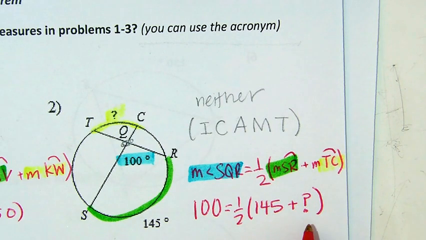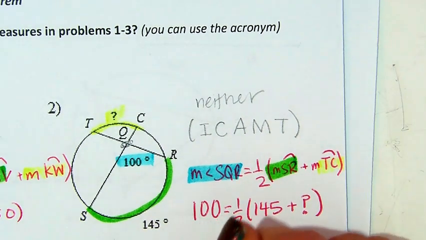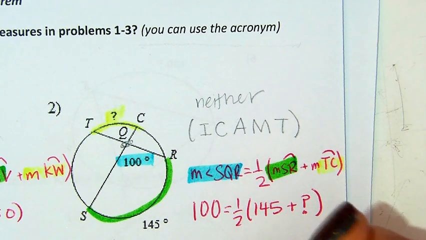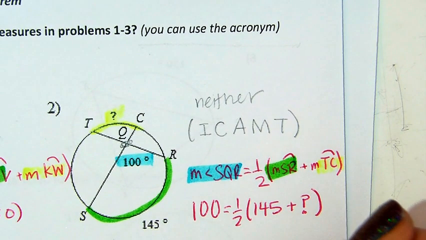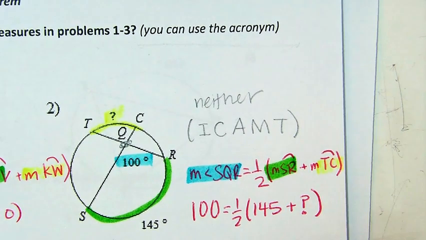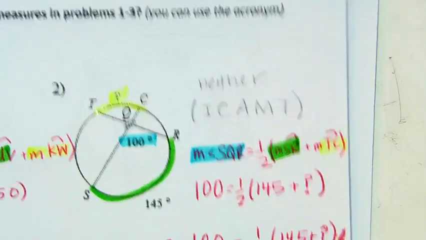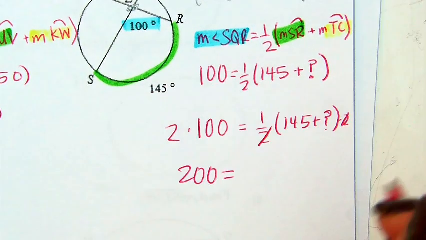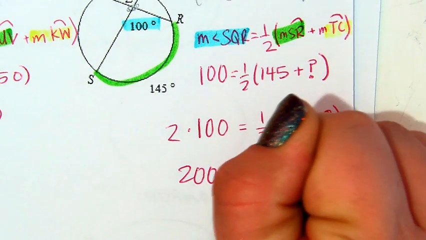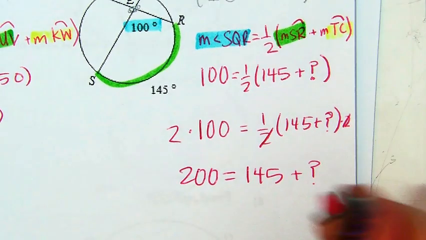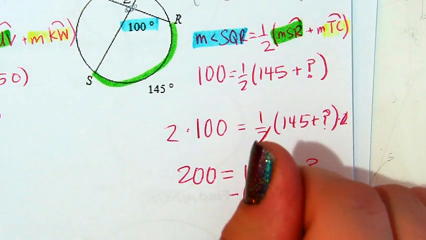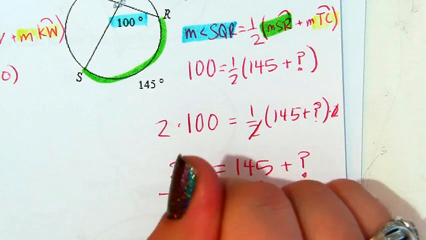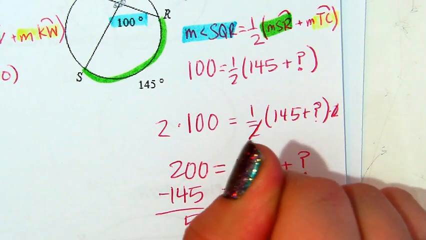In order to get question mark by itself, I need to multiply both sides by 2. This helps us isolate question mark. So 2 times 100 gives us 200, and this equals 145 plus question mark. Now, to get question mark by itself, I subtract 145 from both sides. This gives me 55 equals question mark.